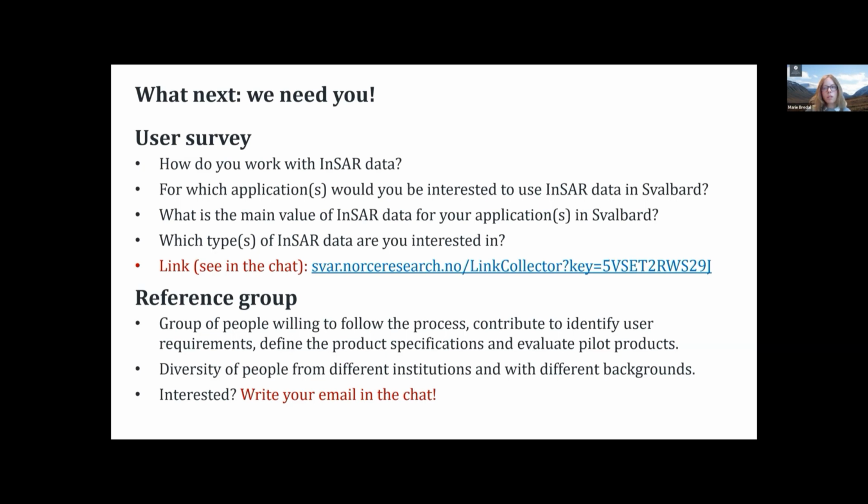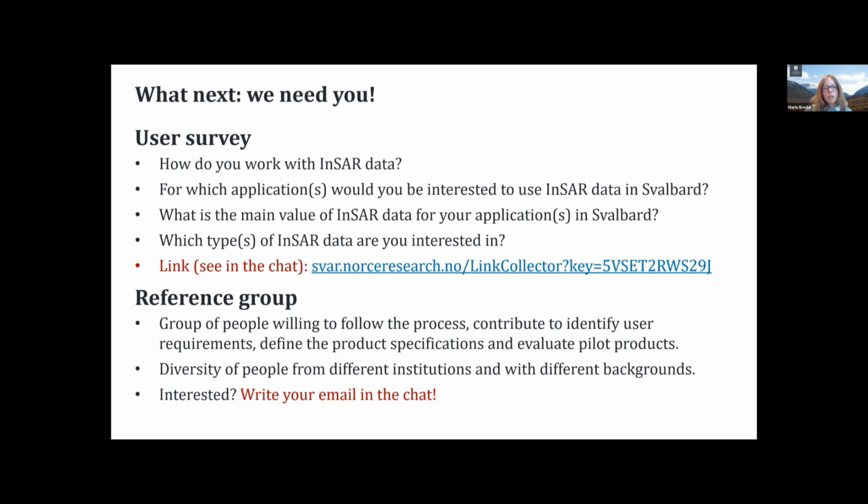Some of the questions in this survey require a little bit of InSAR background. But if you're new to InSAR and still have some ideas that we might not have thought about and don't know all the technical details, also, I don't know yet, is also a very valid answer.